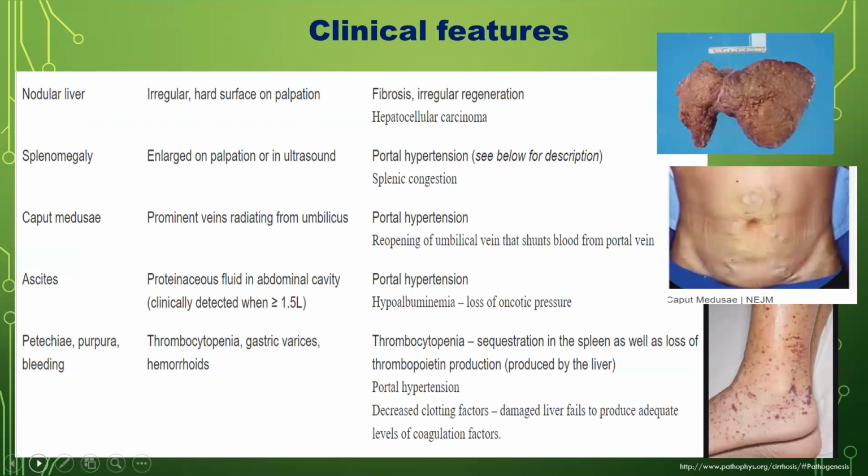Petechiae, purpura, and bleeding appear in patients with cirrhosis due to thrombocytopenia, gastric varices, or hemorrhoids. Thrombocytopenia is due to sequestration in the spleen, low thrombopoietin production, and the presence of portal hypertension, or decreased clotting factors, as the synthetic function of the liver is inadequate in patients with cirrhosis.